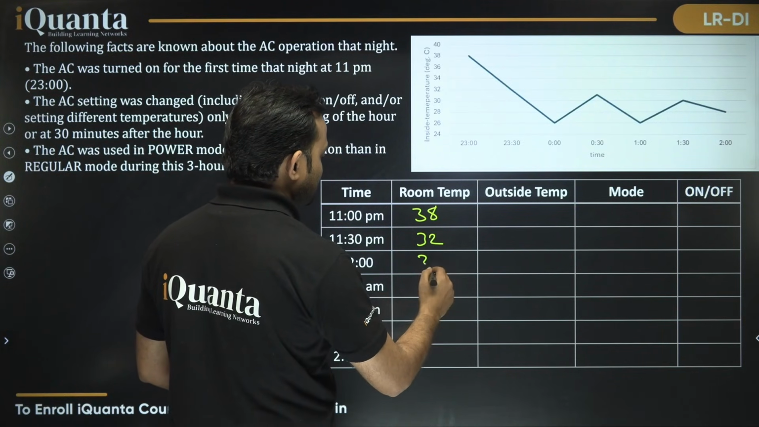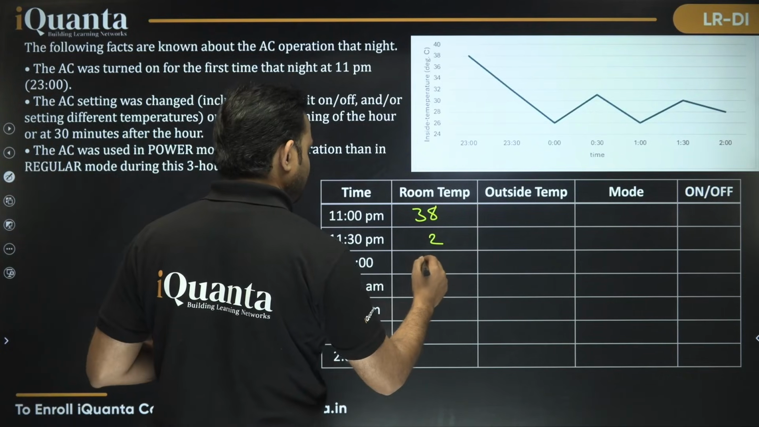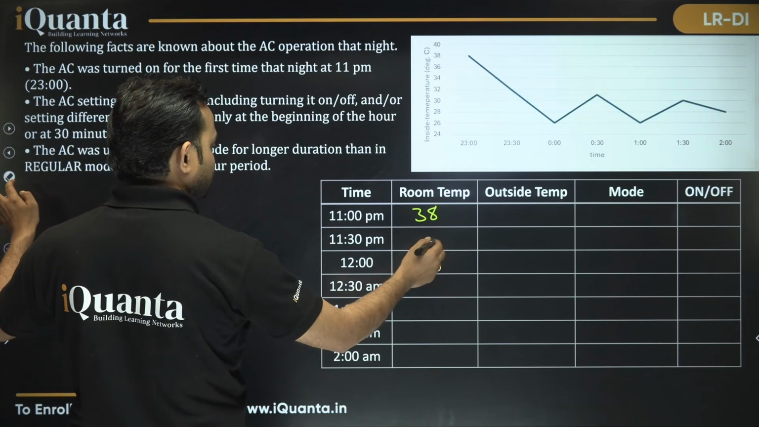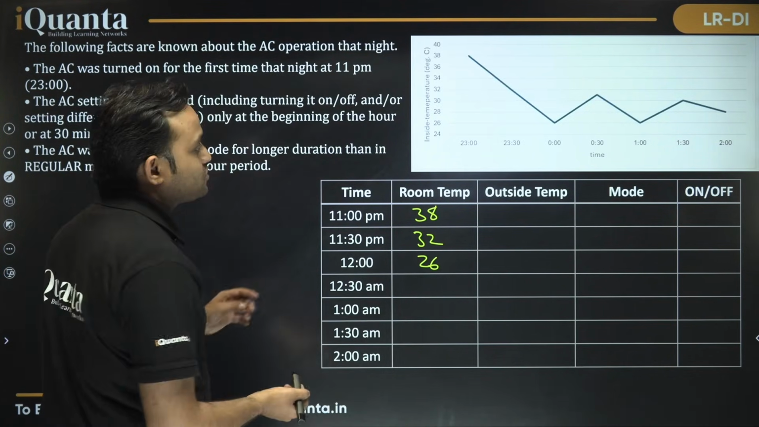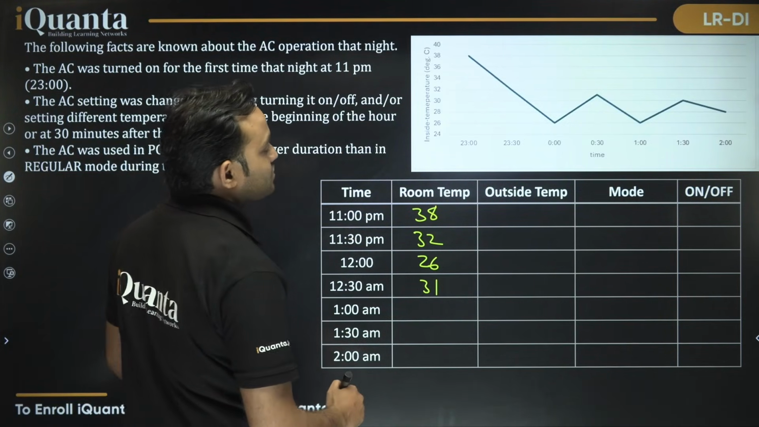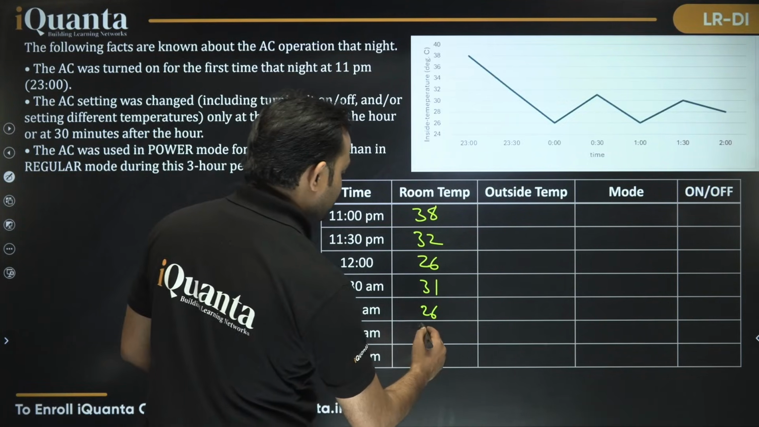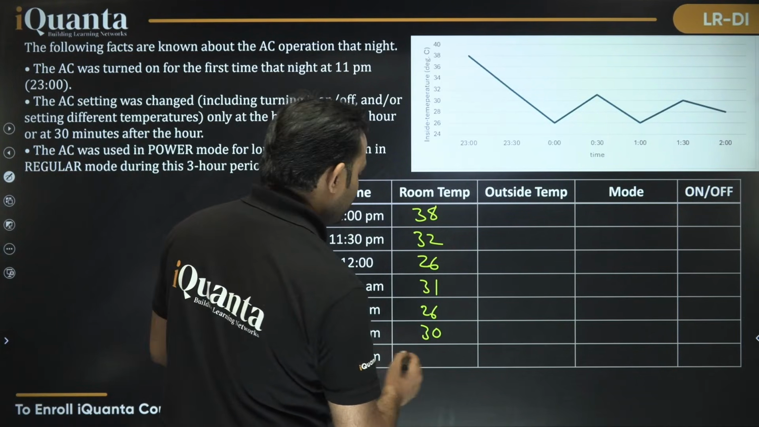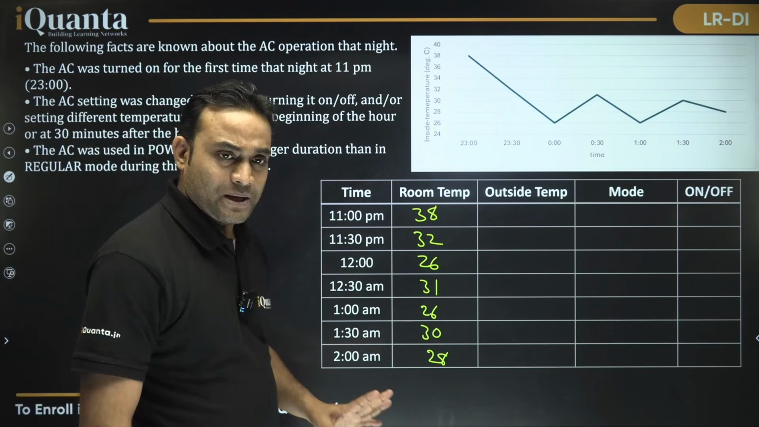11:30, 32, then it's 26. This was 32, right? So 32, 26. At 12:30, it was 31. At 1 o'clock, it was 26. At 11:30, it was 30. And at 12 o'clock, it was 28. So this is very clear to me.